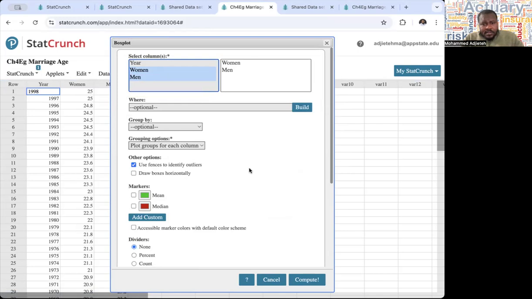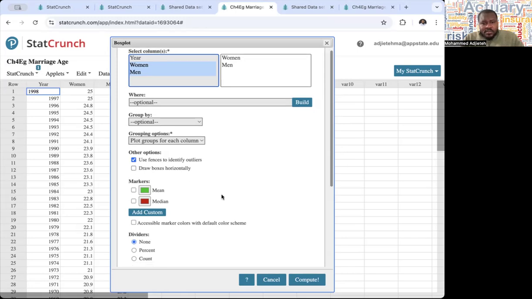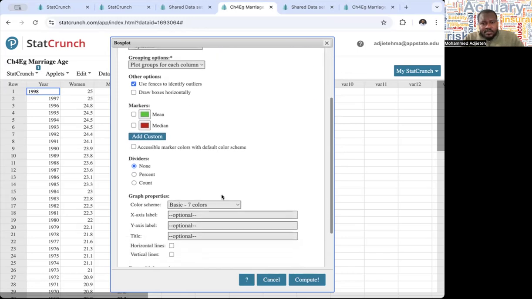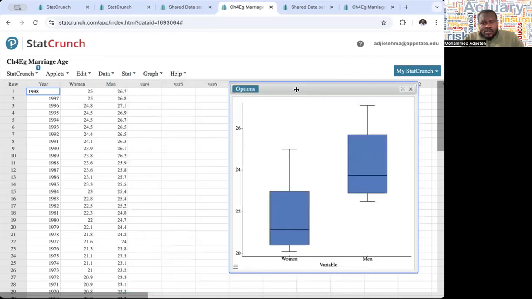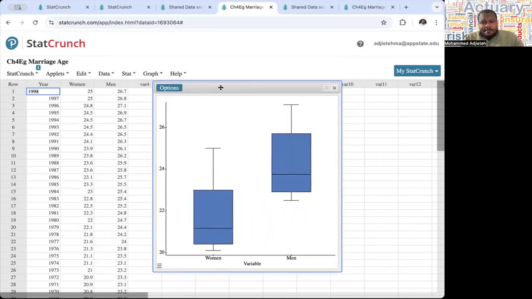And then we could also use fences to identify outliers. We could also decide to draw the box plots horizontally if we want. And then we hit compute. So you see, now when we look at this box plot, the first thing we can see is that there are no outliers.